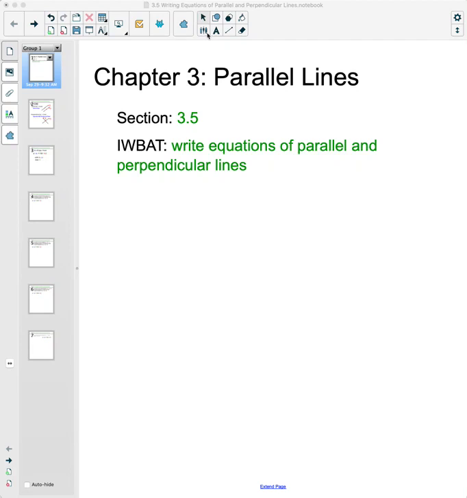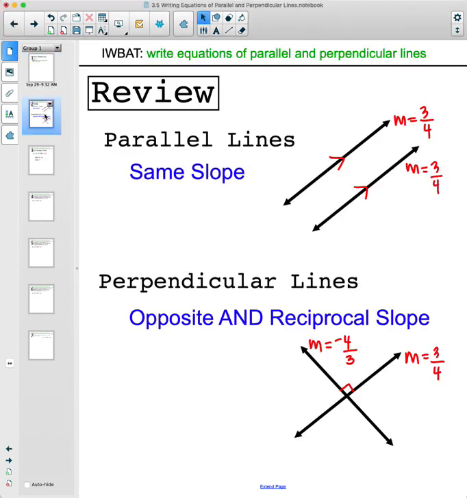In this video, we are going to talk about writing equations of parallel and perpendicular lines. So let's just review quick about what we know about parallel lines and perpendicular lines. So when we're writing equations of lines, we know that parallel lines never cross, meaning that they're going to have the same slope. So them having the same slope is going to be really helpful.